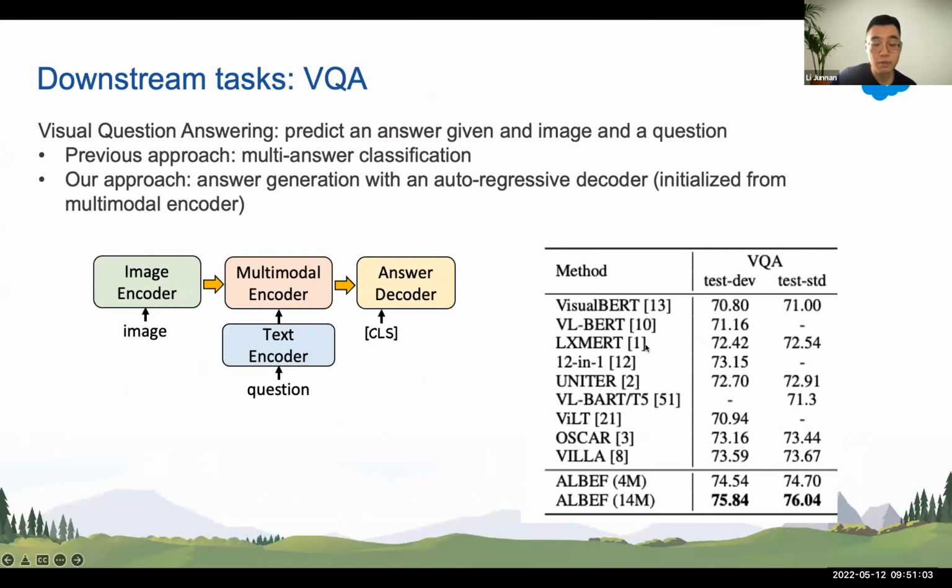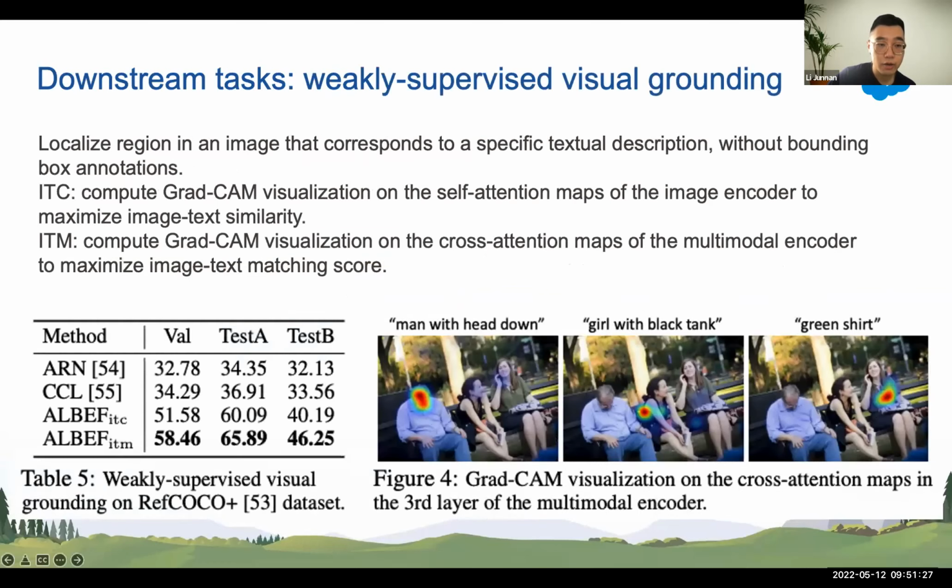And we also perform this downstream task of visual question answering, where we try to predict an answer given the image and the question. And again, compared to the SOTA method, LBAF is much better in terms of the answer accuracy. There are some other tasks in the paper, but I will not show all of them. I will show this one that is quite interesting.